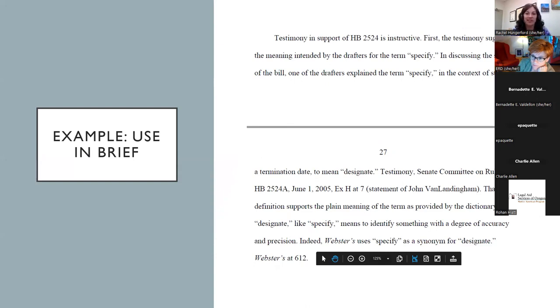I have a little excerpt here from Emily's wonderful brief in Hickey. I thought it was a good example of what we were talking about earlier about how you can use legislative history to bolster your textual analysis. She's cited a statement by John Van Landingham from the record and then says that the definition they were talking about in committee supports the plain meaning of the term as provided by the dictionary, linking it back to the analysis she had already made in her textual section.